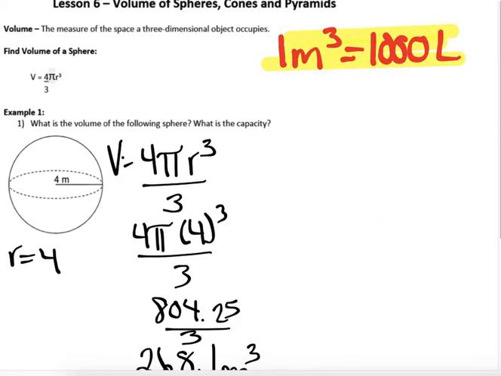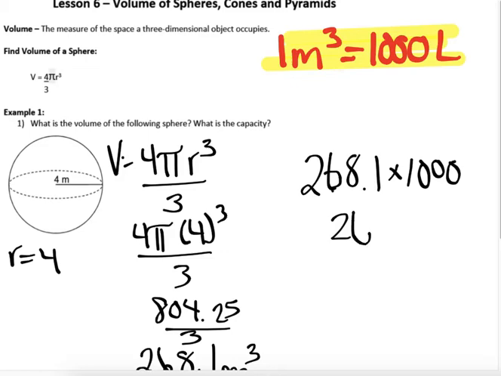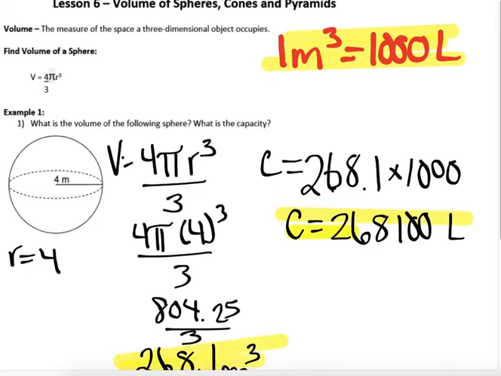So let's find out what the capacity of this one is. I'm going to take my 268.1 and multiply it by 1,000. So when I multiply that by 1,000, I get 268,100 liters. No different than cross-multiplying if you chose to, but if you remember, meters you multiply, centimeters you divide, you shouldn't have to cross-multiply. So this is what C is going to equal. C stands for capacity. So if you ever see me write C equals, it's probably capacity is equal to this. So these are your two answers. This is your volume. This is your capacity.